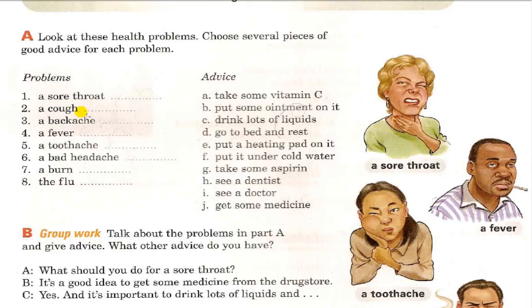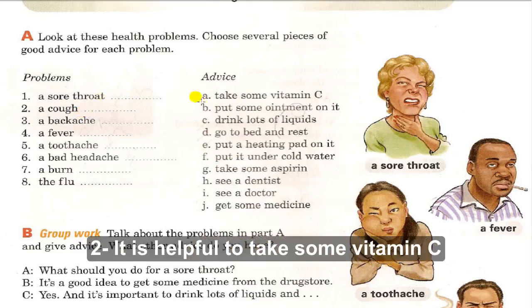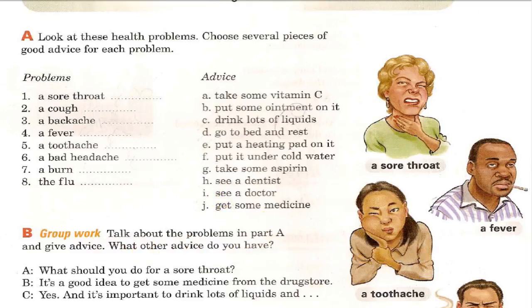B, a cough. A, take some vitamin C. It's helpful to take some vitamin C. D. Go to bed and rest. It's important to go to bed and rest. I. See a doctor. It's important to see a doctor. J. It's a good idea to get some medicine. A cough: A, D, I, J.